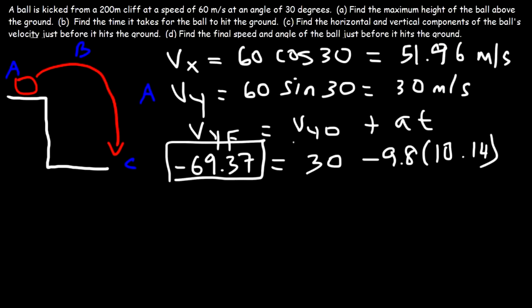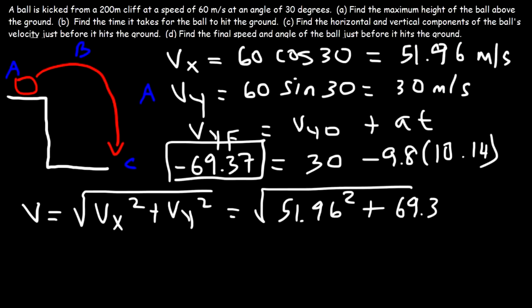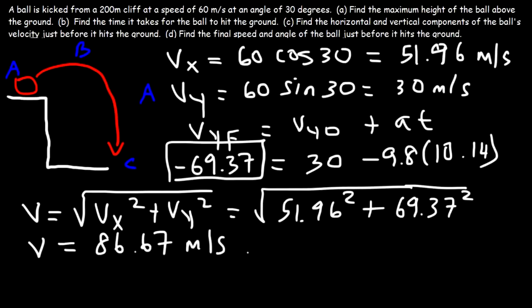Now, let's find the final speed and the angle of the ball. To find the final speed, you can use this equation. So it's going to be 51.96 squared plus 69.37 squared. Don't worry about the negative sign. So you should get 86.67 meters per second for the final speed.